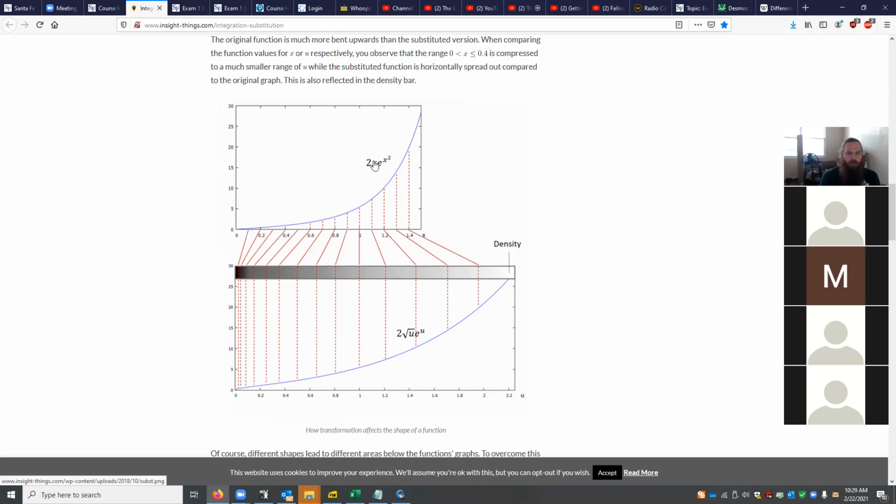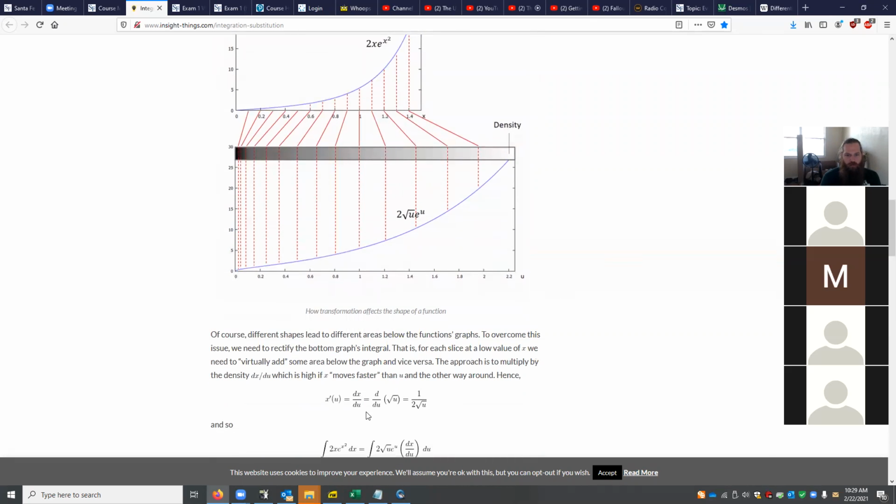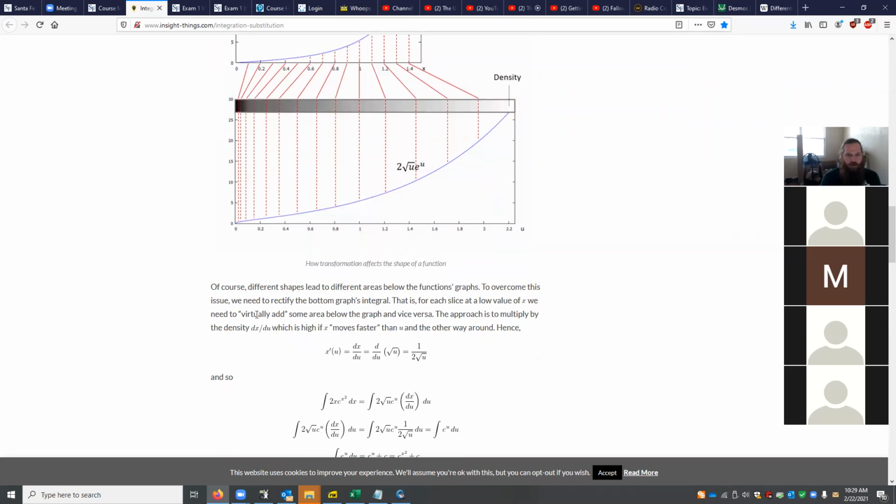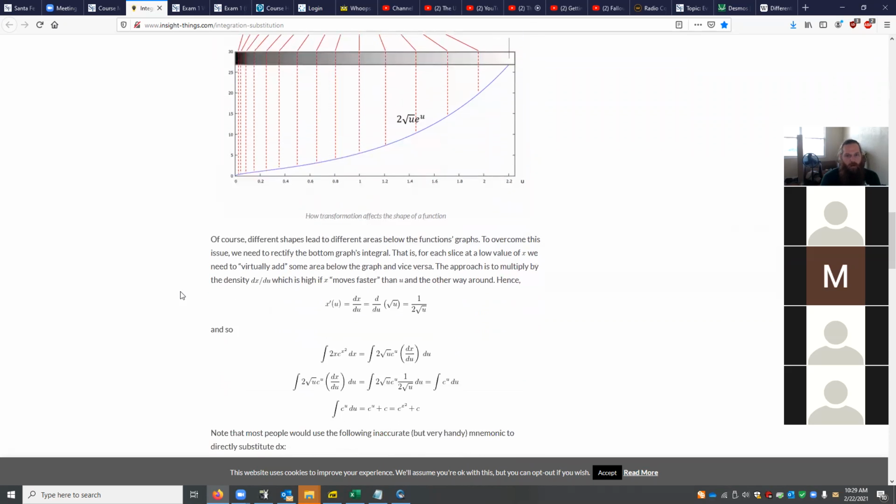When you make the substitution u equals x squared, it kind of squishes together the x-axis down here. You see these guys getting squished together, and it stretches out the x-axis up here. So you have to count the area back here a little bit less, and you have to count the area up here a little bit more because it's been squished together here and stretched out here. dy, or in this case du, measures how much stretching or squishing is going on.